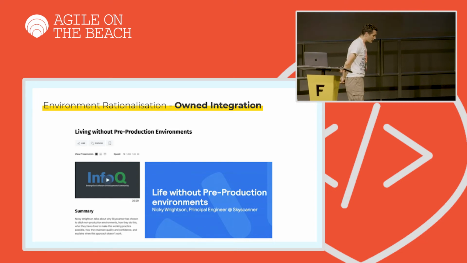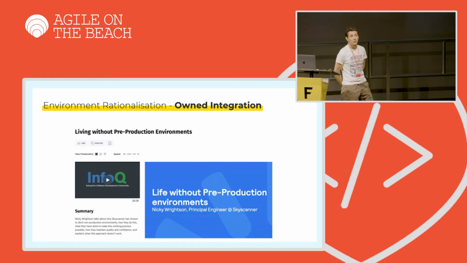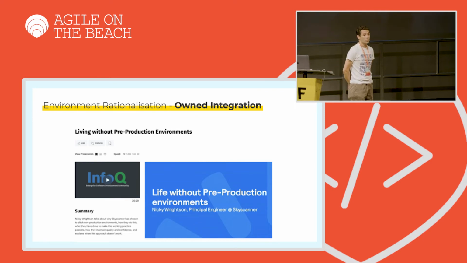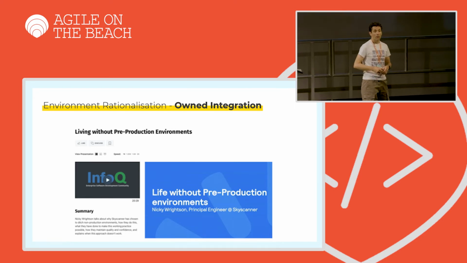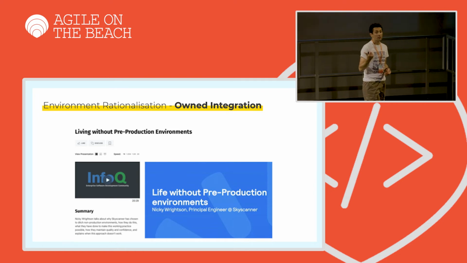So anyway, Skyscanner is famous because they do not have a testing environment. They just go from local development to production in one go. And whatever they can test locally, they test locally. And whatever they cannot test locally, they test in production.